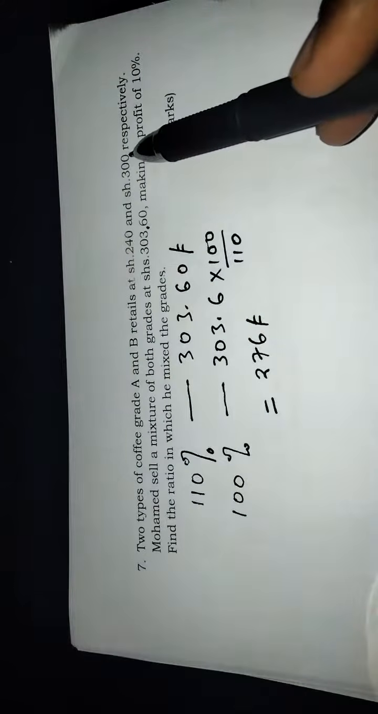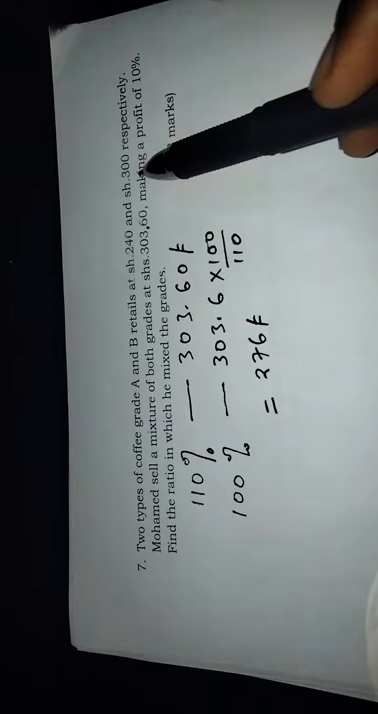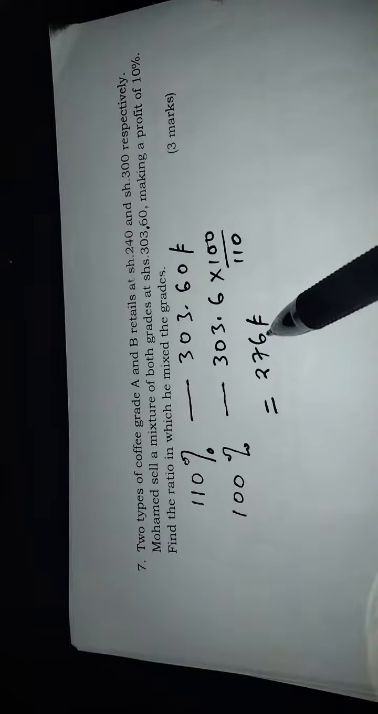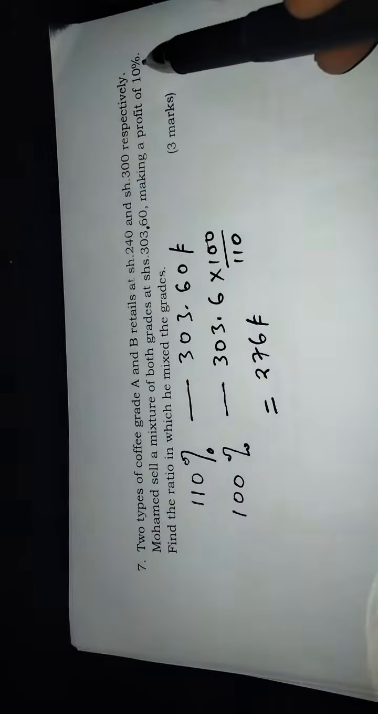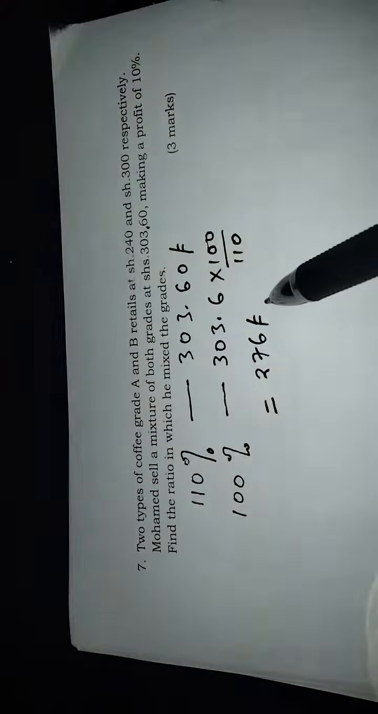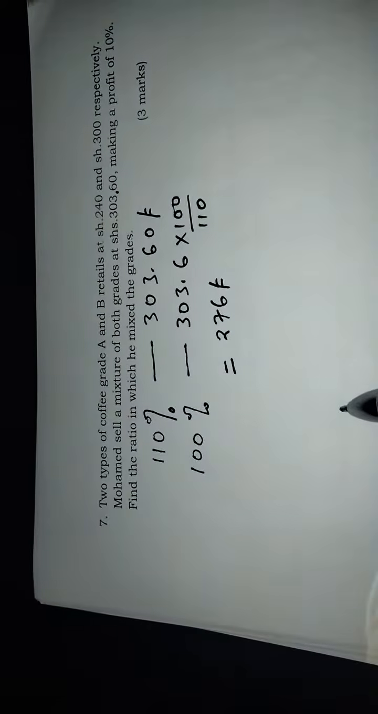so that the kilogram of a mixture is costing 276. That is why 303.60 cents is giving a profit of 10%. So we had to calculate the cost of a kilogram now without the profit. The next thing is to get the ratio into which they were mixed. I want to show you the simplest way into getting the ratios.